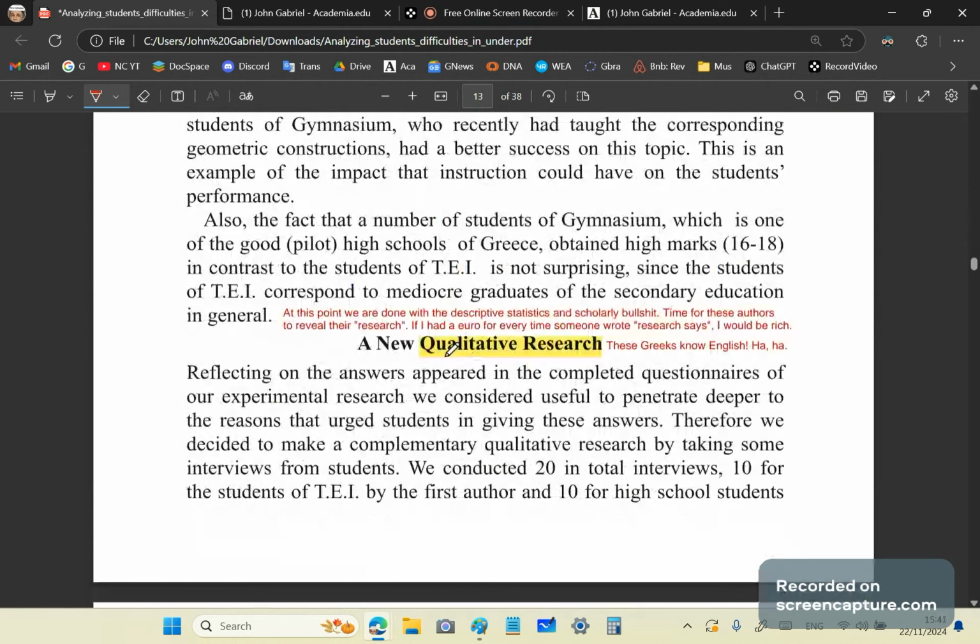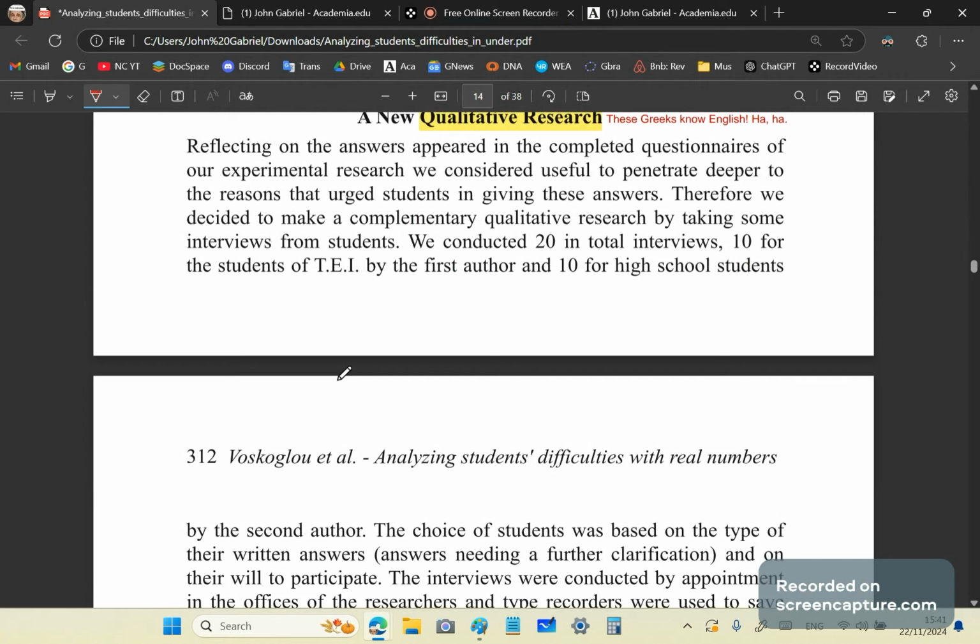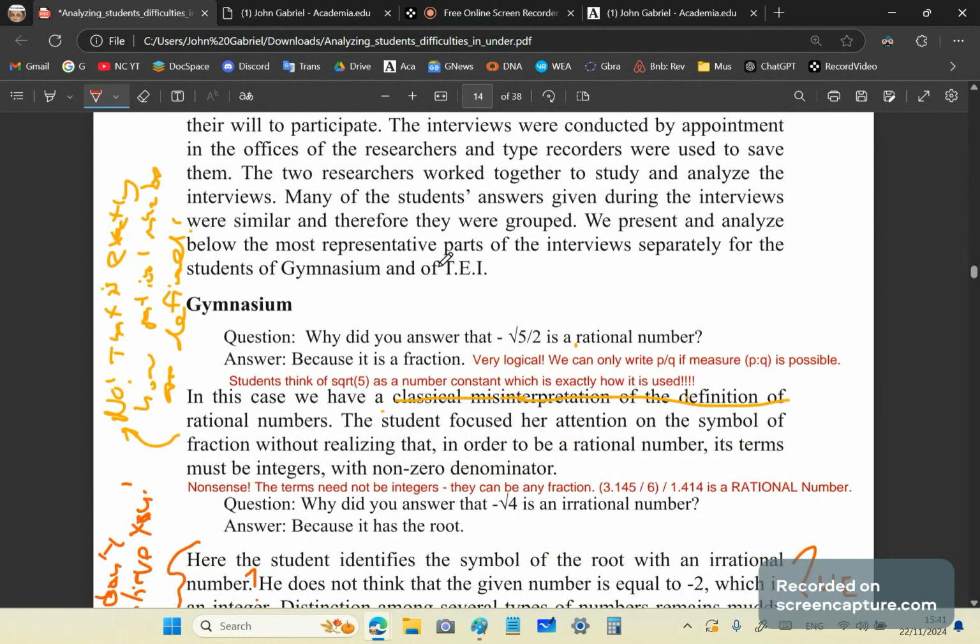So these Greek authors used the word qualitative. Qualitative. That's quite a hard word for a Greek to know, you know. Why do I say that? Because I know a lot about Greeks. Right.